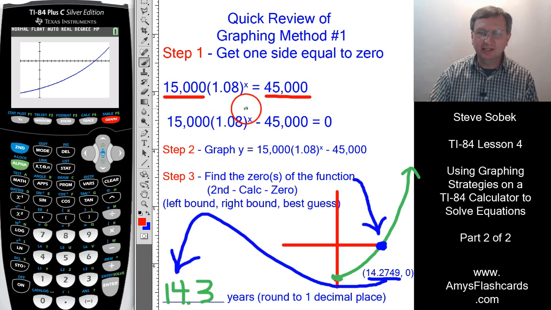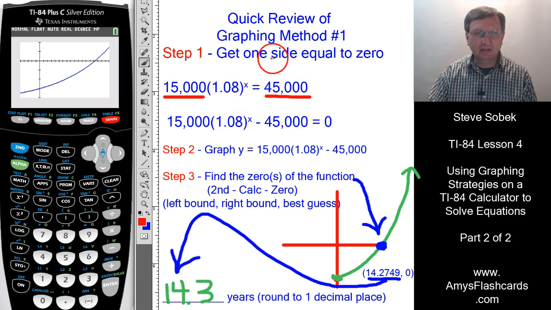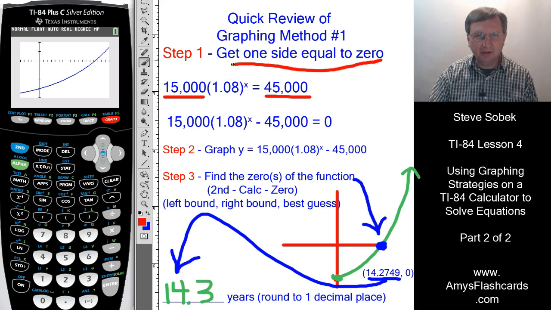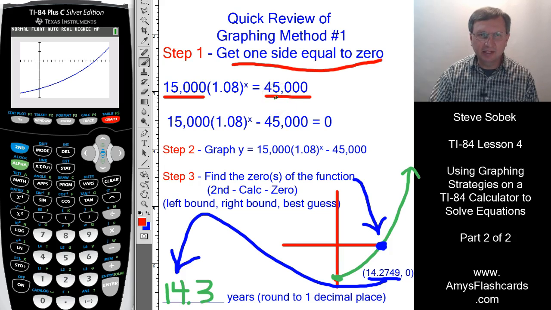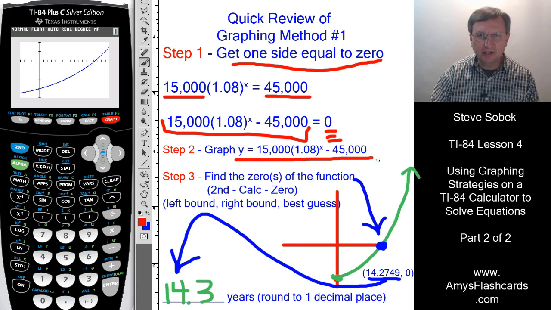So here's an equation. Now we want to solve it. It happens to be an exponential equation, and step 1 is to get one side equal to 0. So we endeavored to get the right side 0 by subtracting 45,000 from both sides. That gave us a 0 on the right. We need that for method 1. We need one side equal to 0. And then we graph y is equal to this expression that's on the left side. Okay, that's the function that we desire to graph.